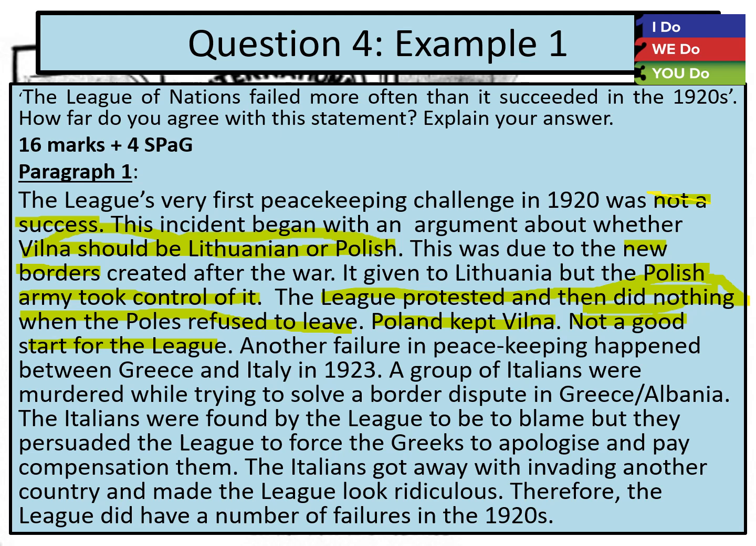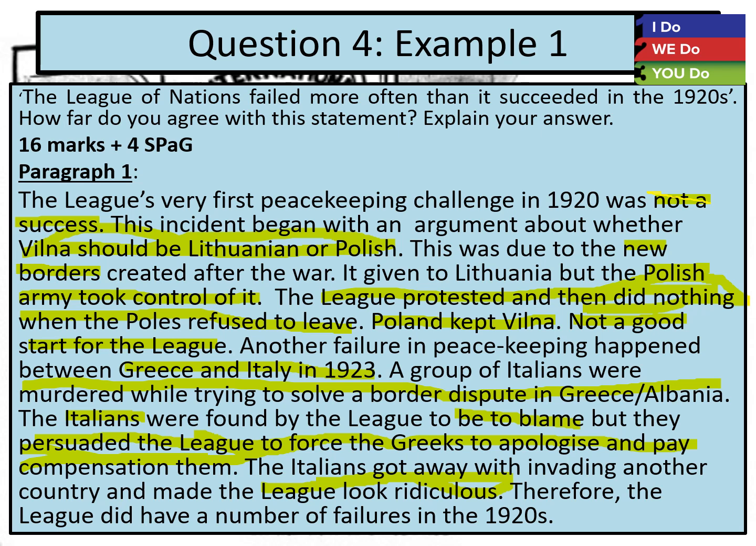Another failure in peacekeeping happened between Greece and Italy in 1923. Notice as well I'm using dates to show off my knowledge. A group of Italians were murdered whilst trying to solve a border dispute in Greece and Albania. The Italians were found by the League to be to blame, so the Italians were the ones who acted aggressively and hadn't done the right thing, but they persuaded the League to force the Greeks to apologise and pay compensation to them. Or compensation them, as I've written there, to them. The Italians got away with invading another country and made the League look ridiculous.